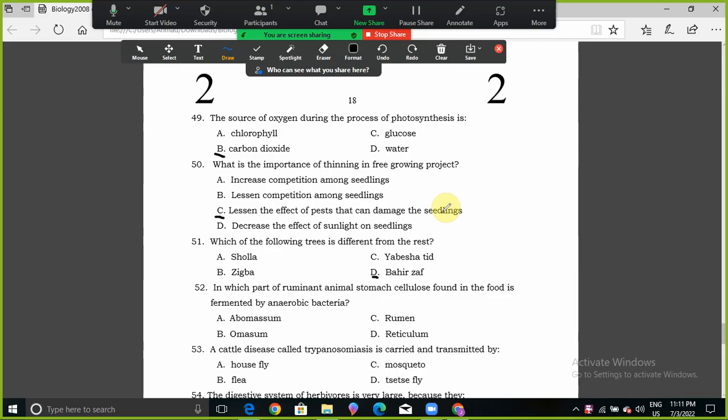But in question number 52, which says in which part of a ruminant animal's stomach is cellulose found in the food fermented by anaerobic bacteria, the answer is rumen. But a cattle disease called trypanosomiasis is carried and transmitted by the tsetse fly. Okay, now question number 54.